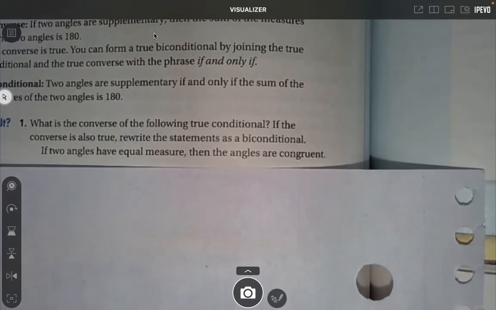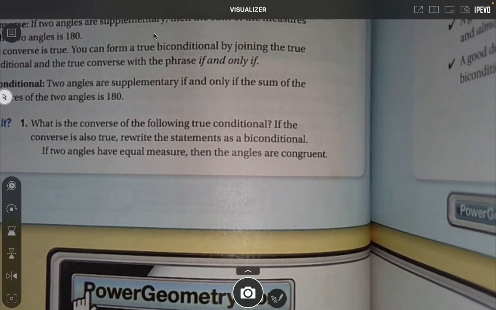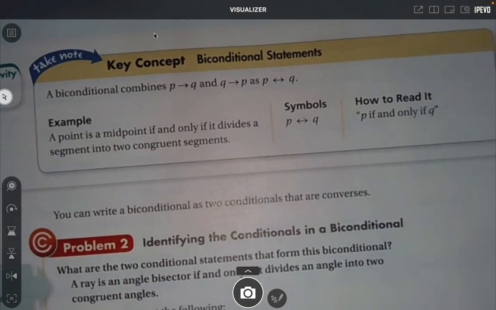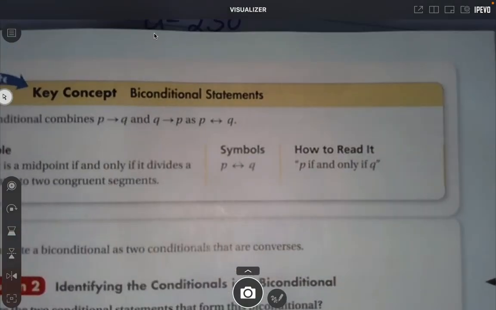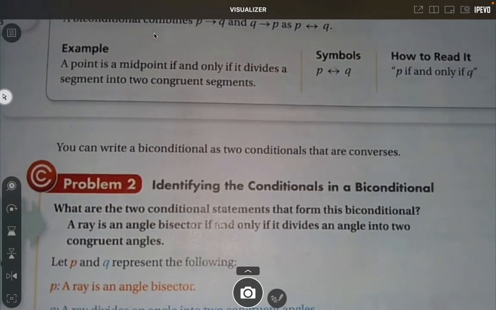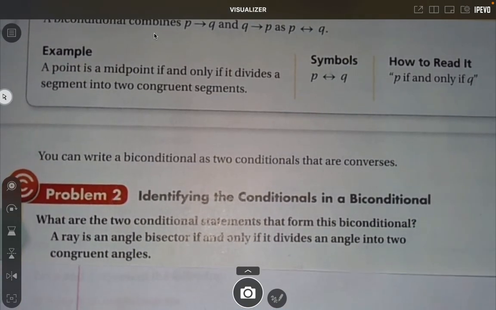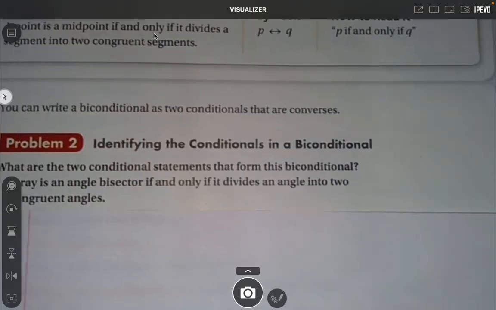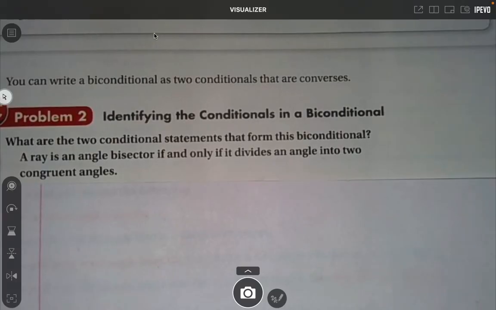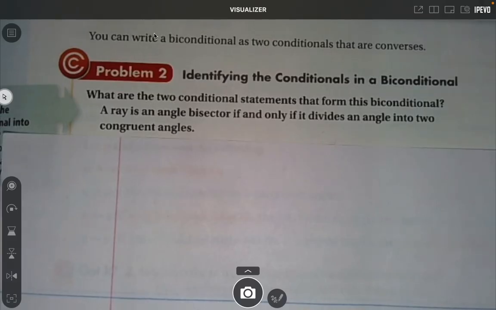It's congruent. All right. Now, let's see what our next thing is. I've got 4. I think that's saying what a biconditional statement is. It's got if and only if. So, what are two conditional statements that form this biconditional? A ray is an angle bisector if and only if it divides an angle into two congruent angles.